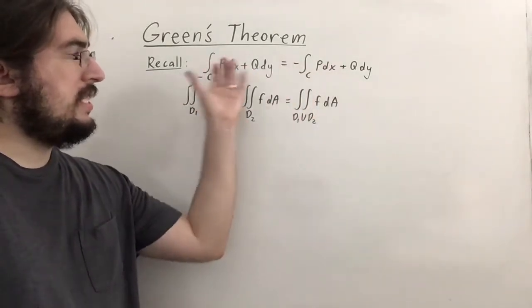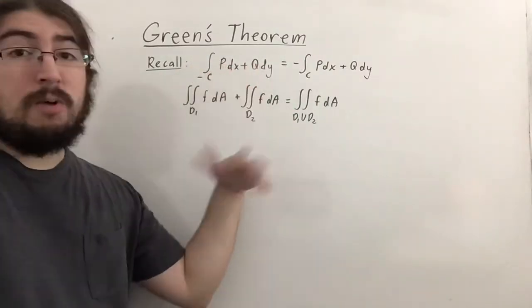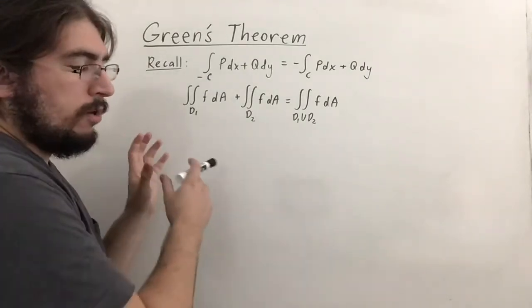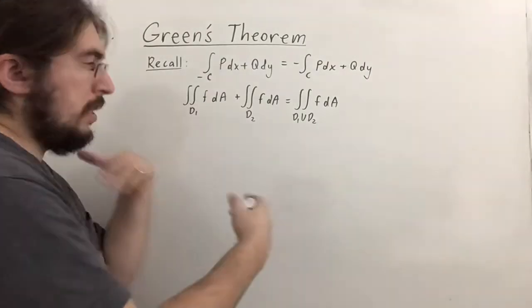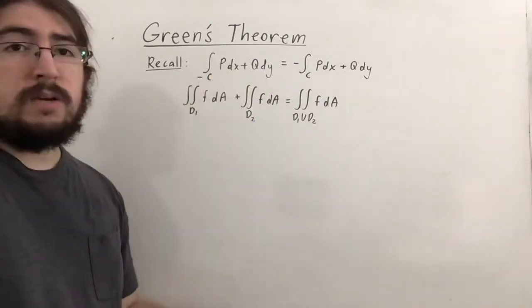Now recall that this is not necessarily true when it's ds, but since we have dx and dy, this is certainly true. That if you integrate over a curve in the positive direction, you get a value, but if you do the same curve but now in the negative direction, for dx or for dy, you get negative what you would have gotten otherwise.